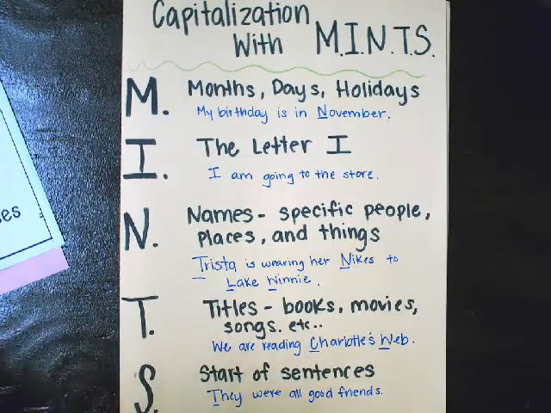N stands for name, specific people, places, and things. You want to capitalize those people. They're important people too. Names. You're going to capitalize your name always. The T is for titles. Books, movies, and songs. We all have titles. Those titles are very important. They deserve to be capitalized, just like my title here in Charlotte's Web. And then S stands for start of sentences. We are going to remember in 3rd grade that every sentence is going to begin with a capital letter.